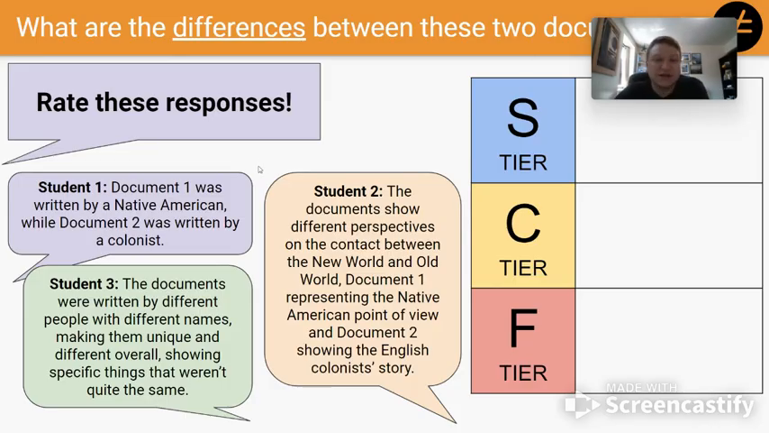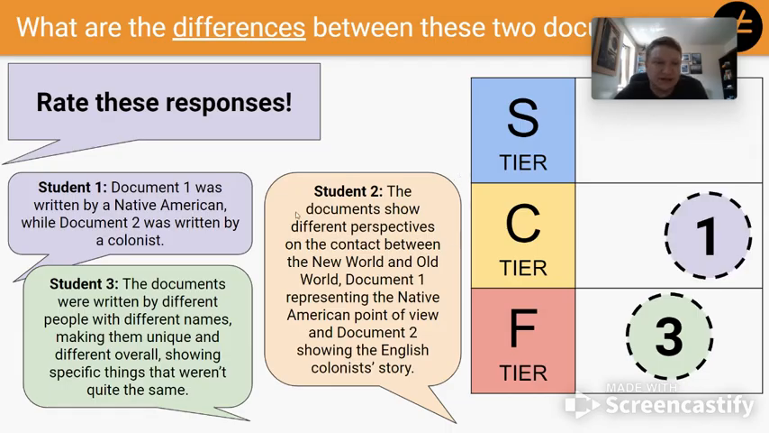So I might have tricked you a little bit with the lowest tier. That's actually going to be student 3. Even though they write much less than student 1, if you actually read what they've written, this could be true about any two documents. Now, student 1 is going to fit into C tier. They could have done a little bit better, but at least they tell us how the point of view is different between these two documents, right? The person who wrote it is different. Obviously, student 2 is going to get that S tier response. That's what we're going for.